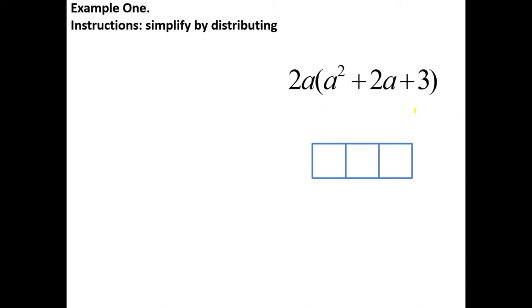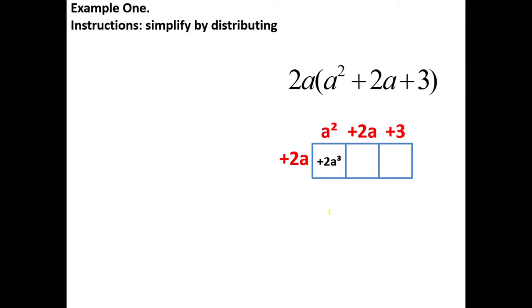The 2a goes out in front, and all the things inside the parentheses go on top of the distribution box. Because we had three things inside the parentheses, we're going to have three different boxes to put our answer in. Okay, so we're going to do the first one first. So a times a squared. Well, when you multiply two numbers together, both a's, you add their exponents. So a to the 1 times a to the 2 gives you a to the 3. And because it's a 2 coefficient, it becomes 2a to the 3.